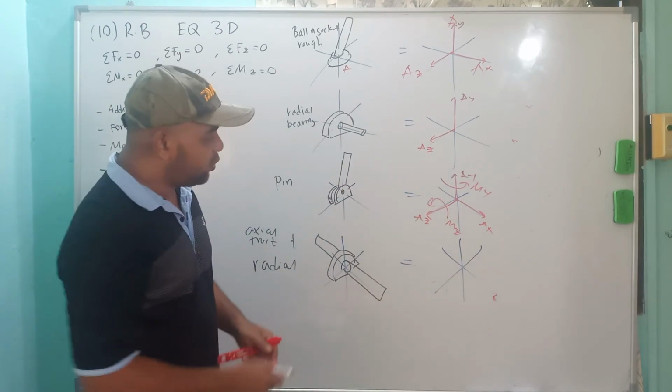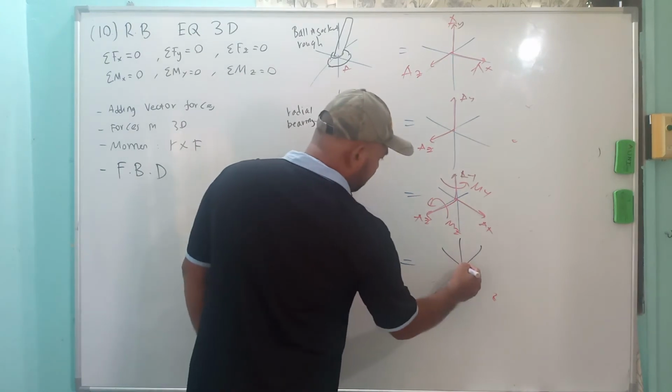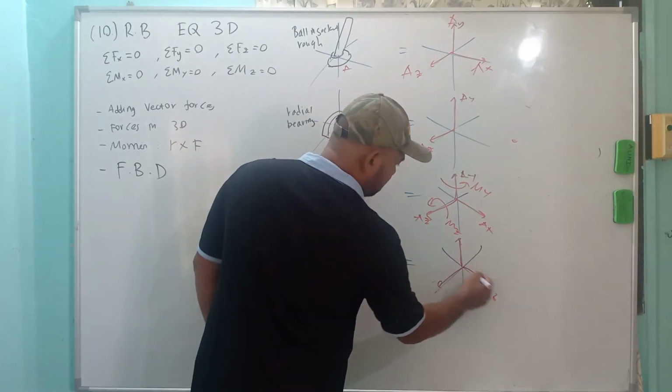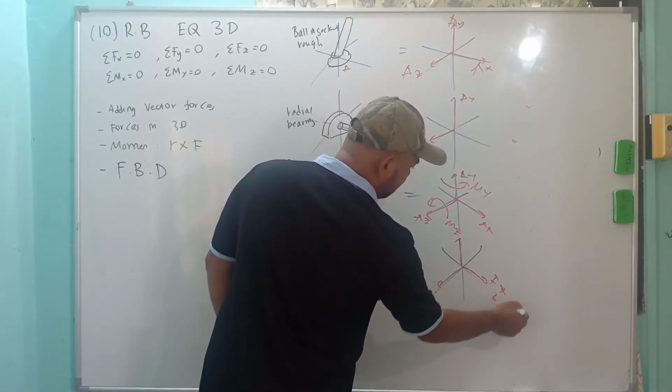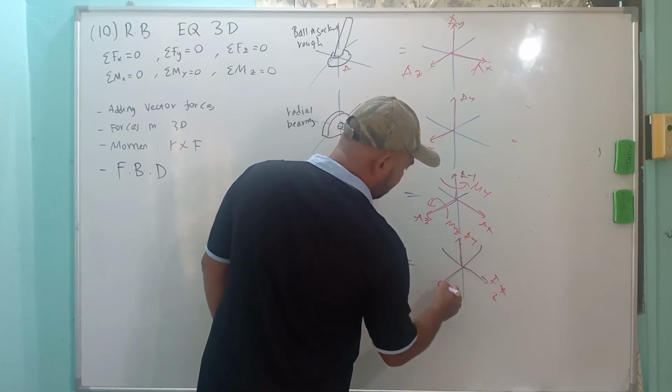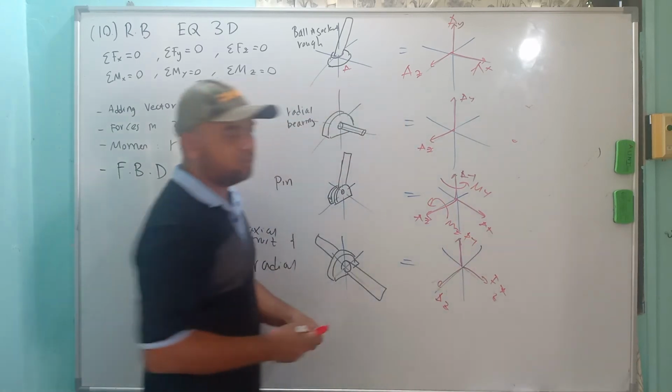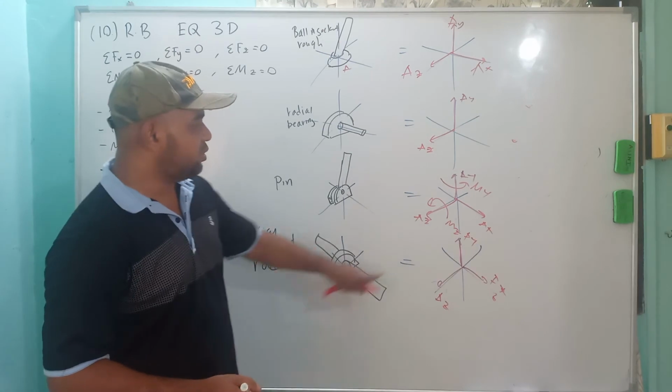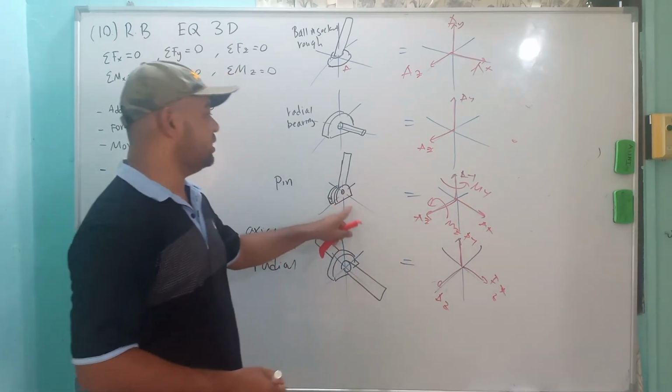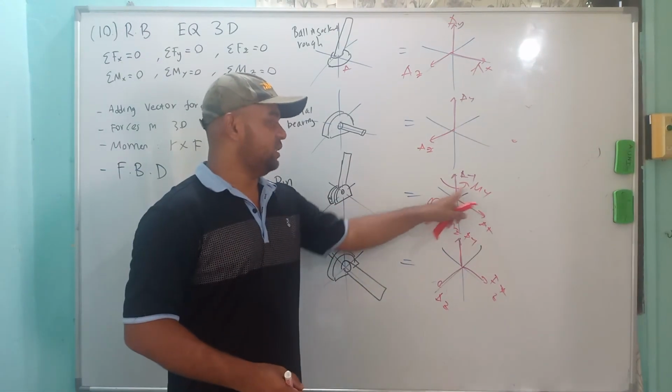And this one, in the books they will show you this: 1, 2, 3, a x, a y, a z. Also, in the book it shows the same thing as this one, but in this one for sure the moment is there.